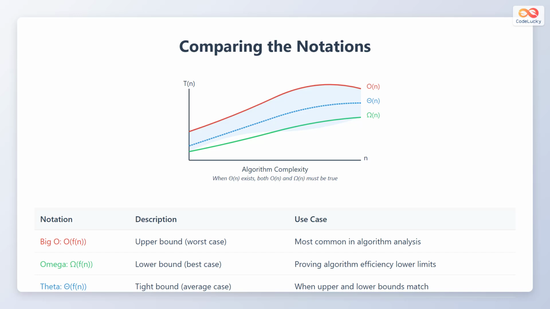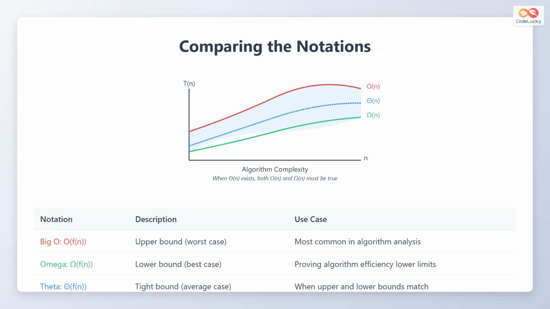Let's compare the notations side by side. Big O notation represents the upper bound, indicating the worst-case scenario. Omega notation represents the lower bound, indicating the best-case scenario. Theta notation represents the tight bound, indicating the average-case scenario. When theta of n exists, both O of n and omega of n must be true.